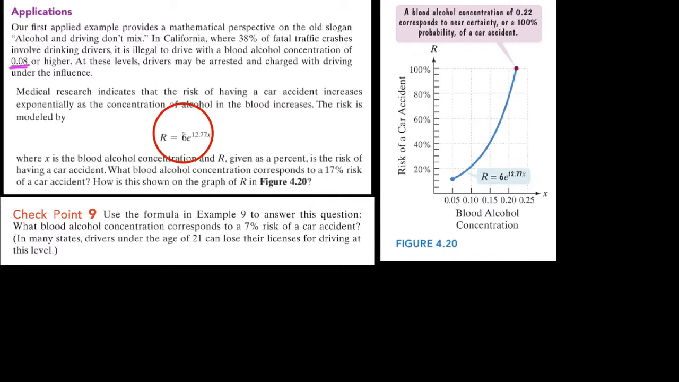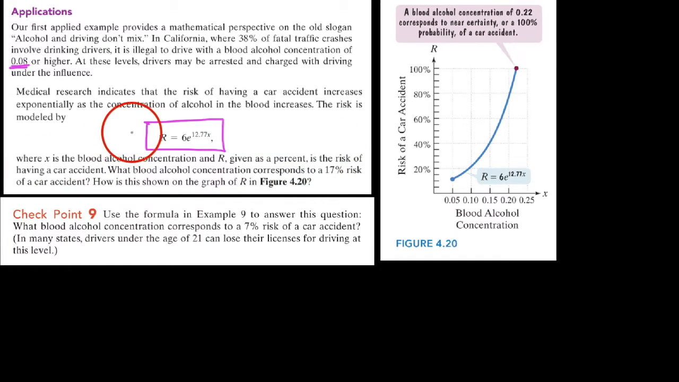Looking at our model here, we have an exponential model that relates R and X. Medical research indicates that the risk of having a car accident increases exponentially as the concentration of alcohol in the blood increases, and this risk is modeled by this model here. X is the blood alcohol concentration. When you put in a blood alcohol concentration, we get an R, which is given as a percent, and that is the risk of having a car accident.